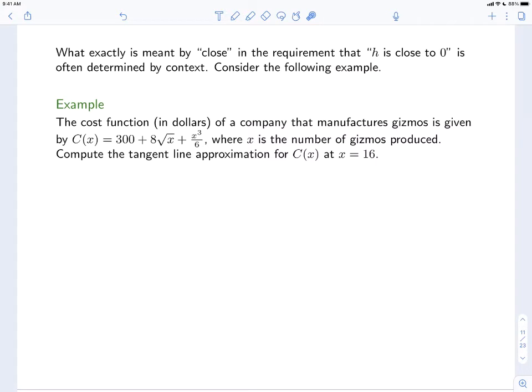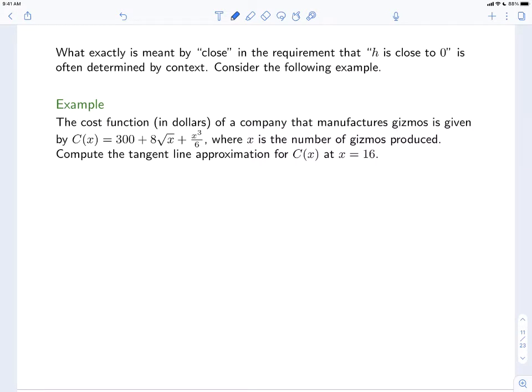What exactly is meant by close in the requirement that h is close to 0 is often determined by the context. Consider the following example. The cost function in dollars of a company that manufactures gizmos is given by c at x is equal to 300 plus 8 times the square root of x plus x cubed over 6, where x is the number of gizmos produced. Compute the tangent line approximation for c at x equals 16. So we want the tangent line approximation, and that's essentially the equation of the tangent line.